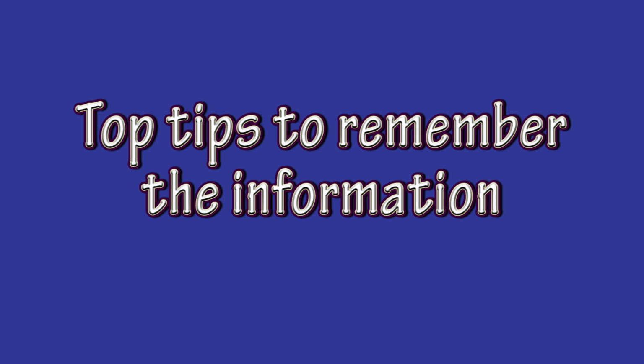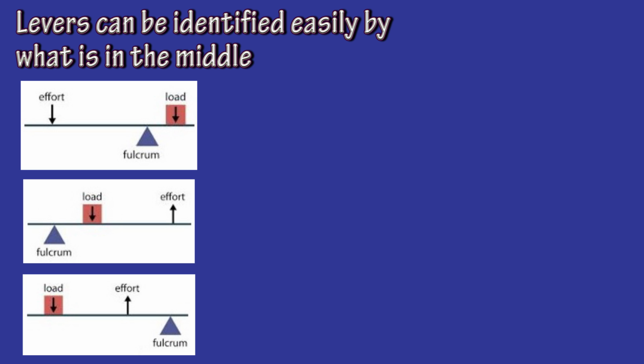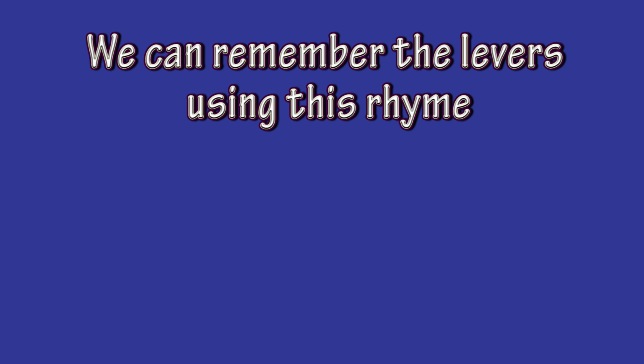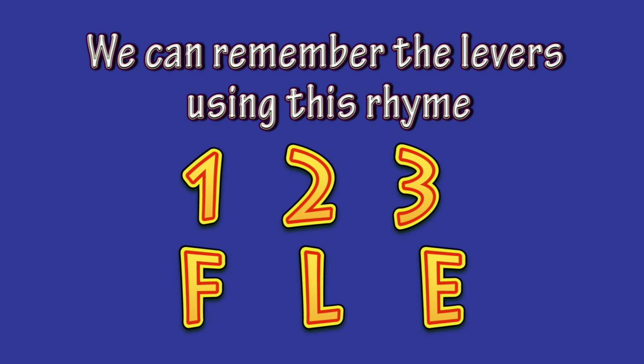Tips to remember the information. Levers can be identified easily by what's in the middle. First class levers always have the fulcrum in the middle, second class levers always have the load in the middle, third class levers always have the effort in the middle. It doesn't matter which way round the lever works, these things will always be the middle item. We can remember the levers using this rhyme, 1, 2, 3, FLE. FLE signifies the middle item of the lever.